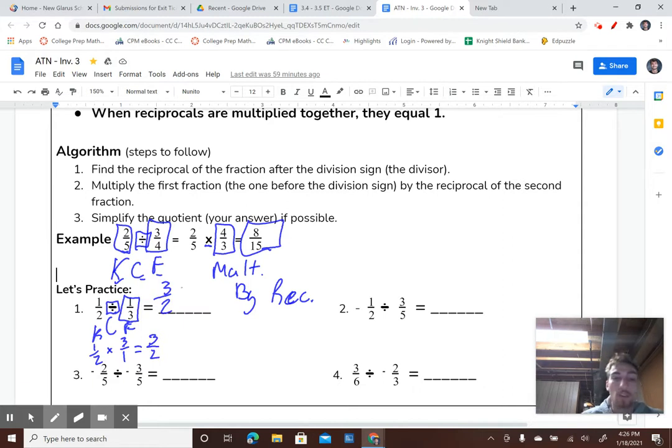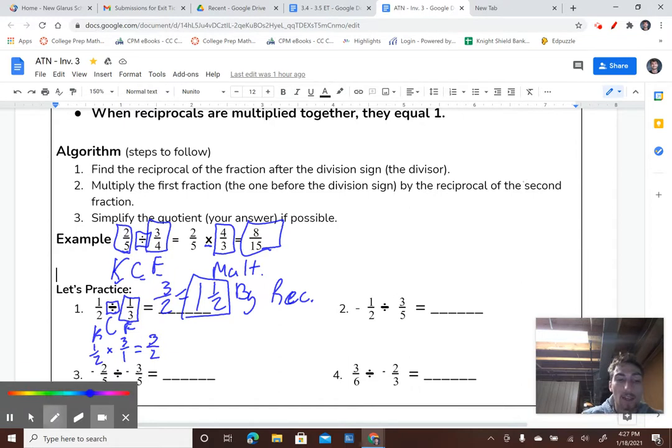And if you wanted to, you could write this as a mixed number, 1 and 1/2. And since we don't have any negative factors in this problem, we know our answer is going to be positive. So let's go ahead and take a look at the next problem. This one we'll do in purple. And so right away I noticed I have one negative factor. And so my answer is going to be negative.